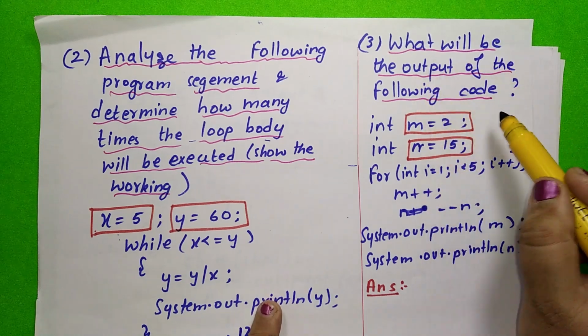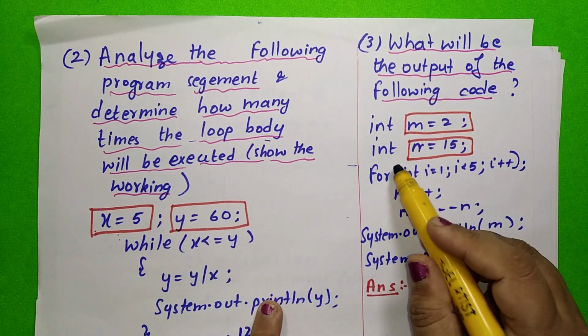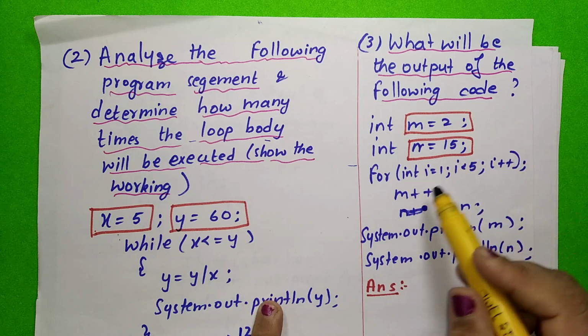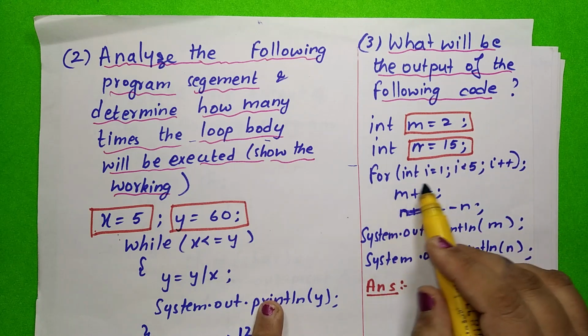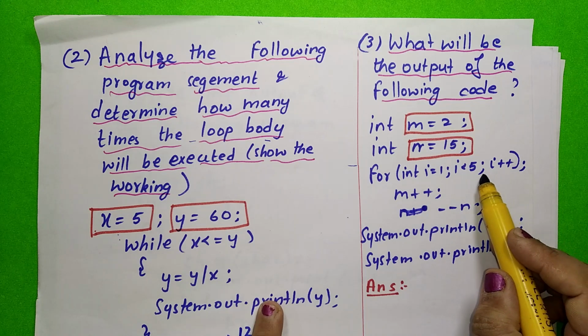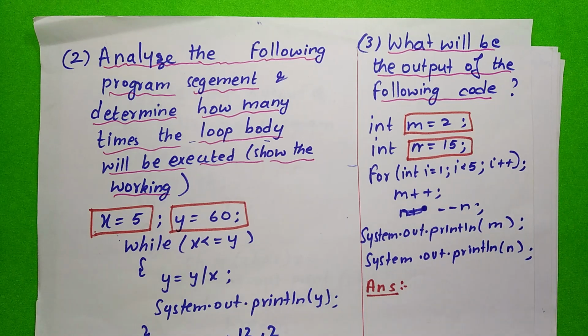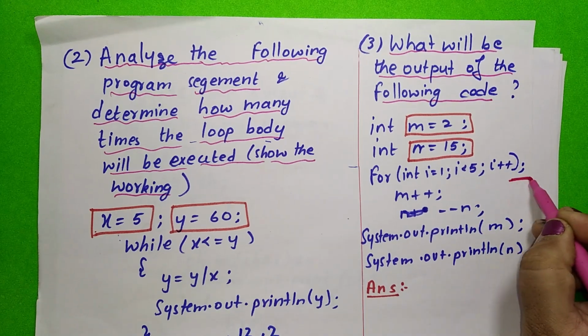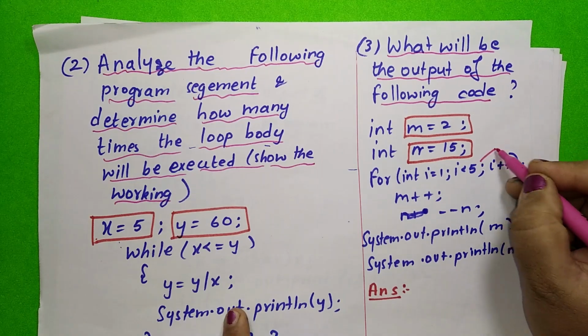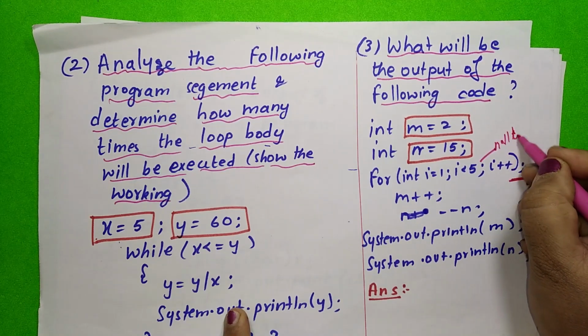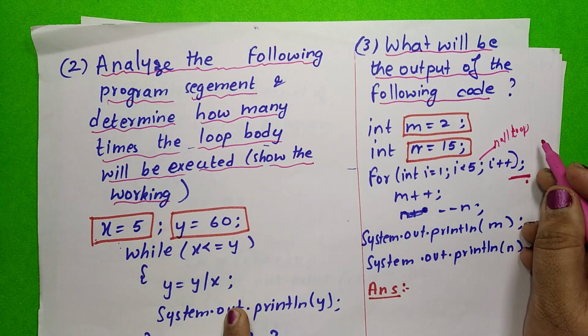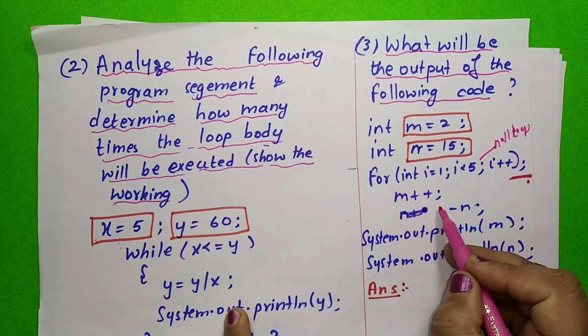What will be the output of the following code: int m equal to 2, n equal to 15? So here, if you see, for int i equal to 1, i less than 5, i plus plus, here they have already put a semicolon. What does this semicolon mean? It means that this is a null loop. So you don't have to do anything here. And after that you are having m plus plus.